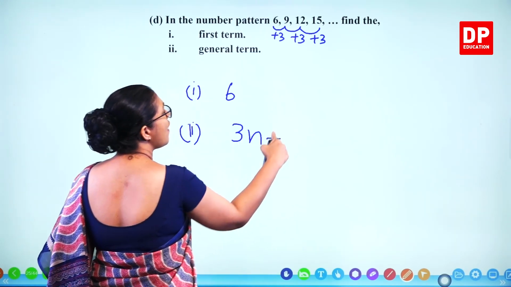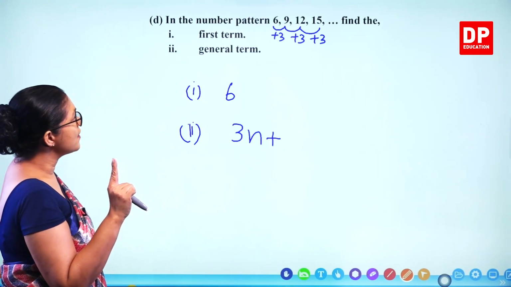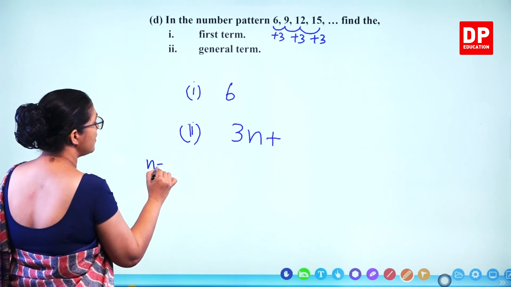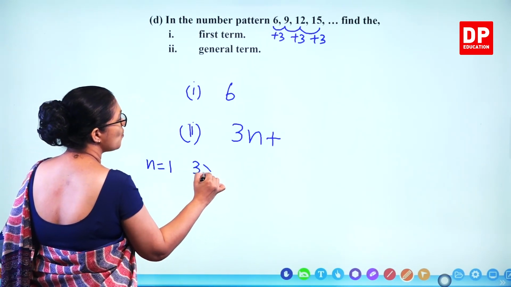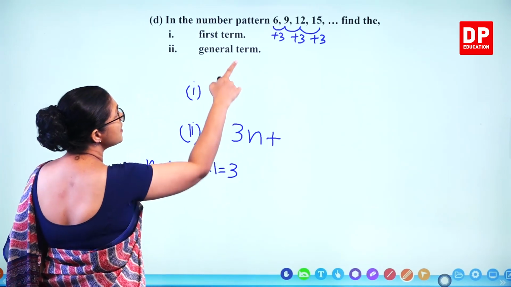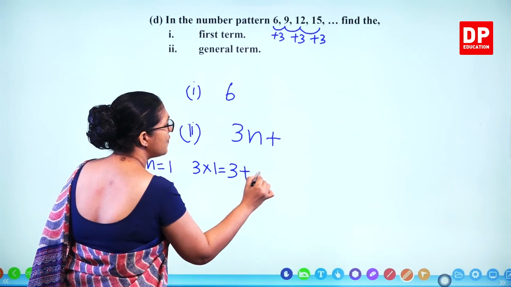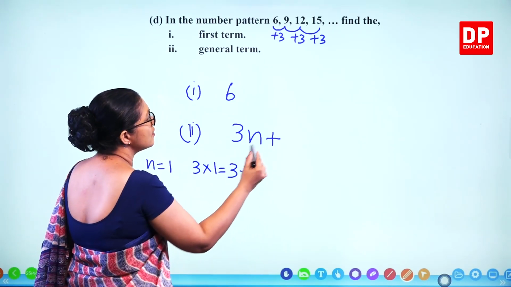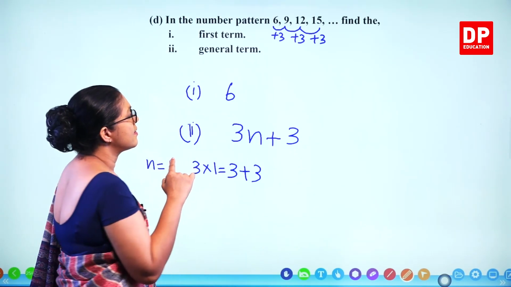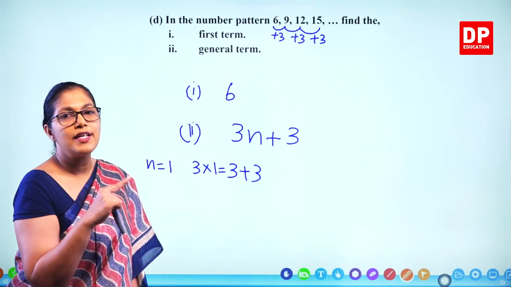How you identify the constant? You take the first term. When n equals 1, that's 3 times 1 is 3. But the first term is 6. How you get 6 from 3? You have to add 3 to that. So that means nth term, general term is 3n plus 3.